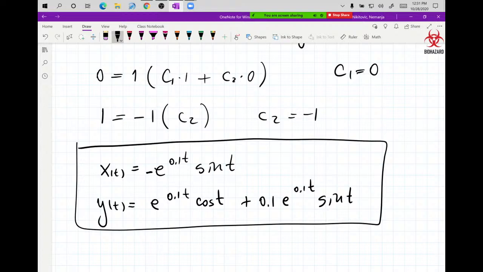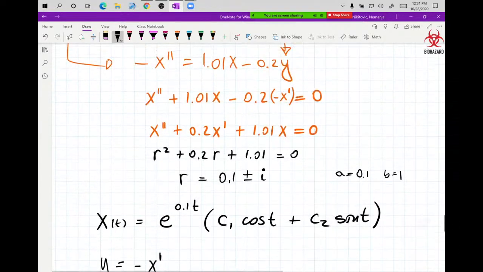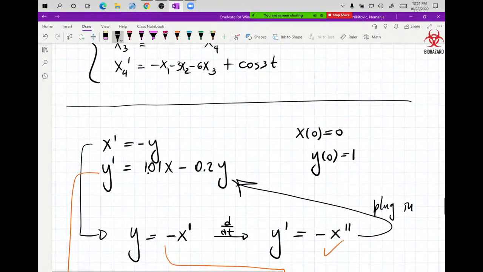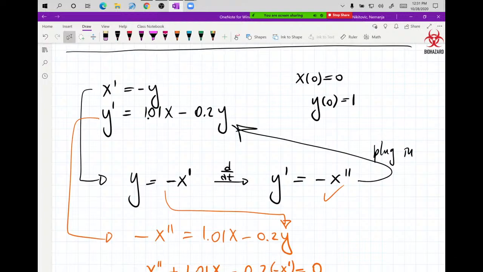Ta-da! That's it. It's like pulling a rabbit out of a hat. So when you have a simple system, you solve for the variable, differentiate, and then plug into the other equation. That's solving systems by substitution. Now, the next section, 4.2, is called method of elimination, and we're going to go into that next class.